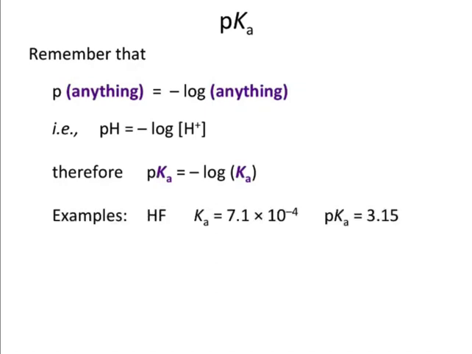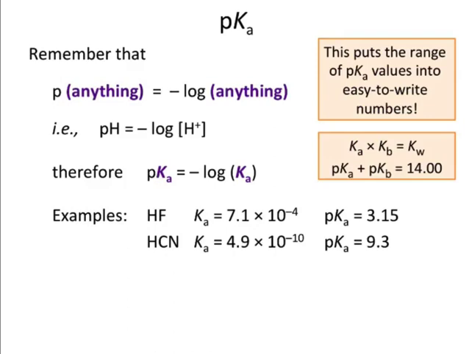So hydrofluoric acid, its Ka is 7.1 times 10 to the negative fourth. If you take the negative log of that, you get 3.15. And so we use pKa a lot. Here's another example for hydrocyanic acid. The nice thing about this is that it puts the range of Ka values into easy to write numbers. So you can talk about, oh, it's 3, 4, 7, and then it matches the pH scale really well.